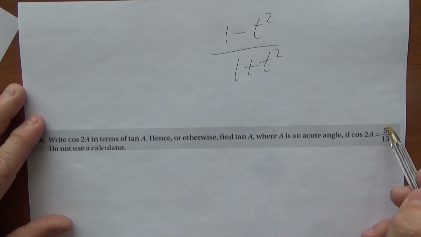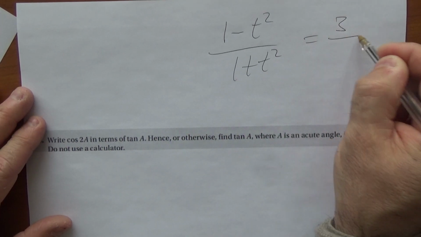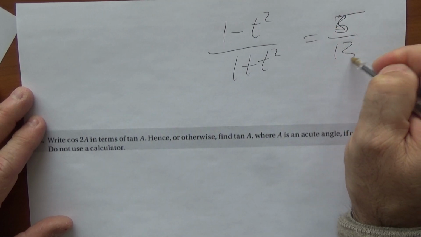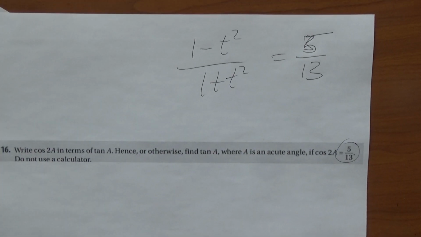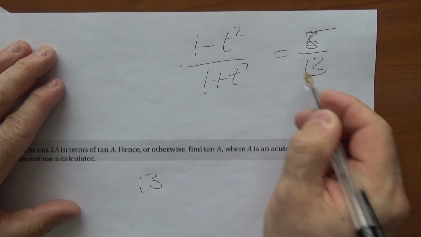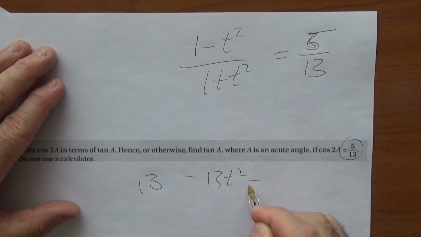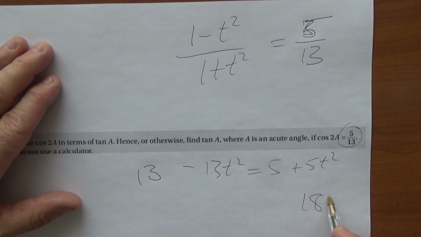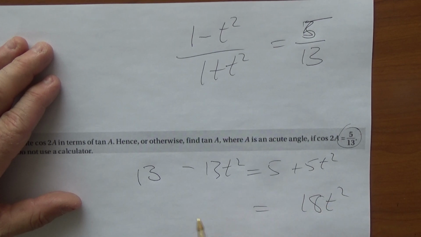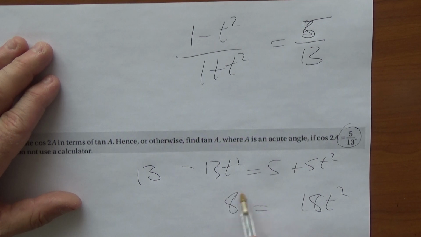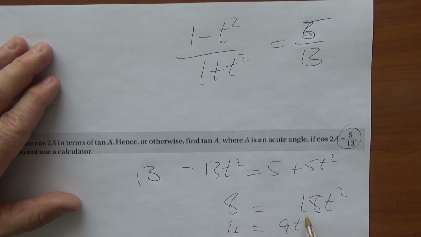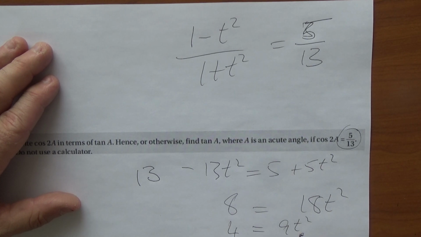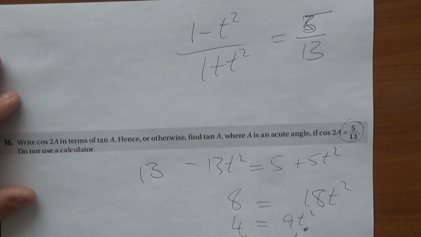Hence or otherwise, find the tan of A, given that this equals 5/13. So pure algebra now, into the algebra world we go, and we cross multiply up that way. 13 minus 13t squared equals 5 plus 5t squared. Oh, this is pretty. So that's 18t squared equals 13 take 5, 8. 4 equals 9t squared. t squared equals 4/9, and we can go with the positive version, so t equals 2/3.